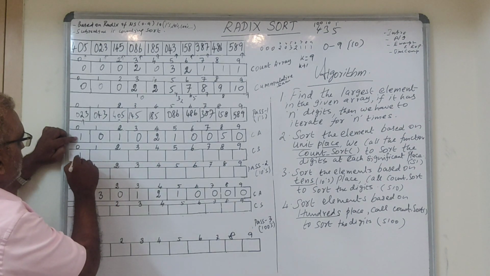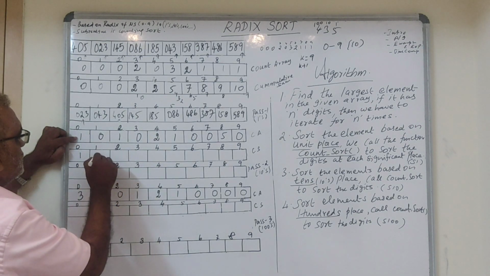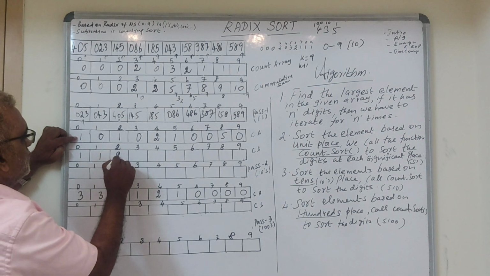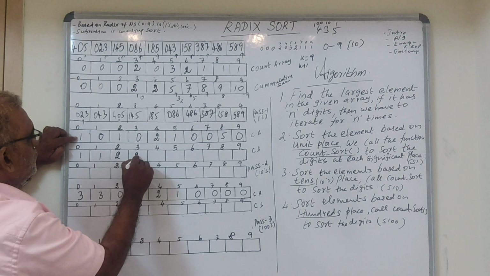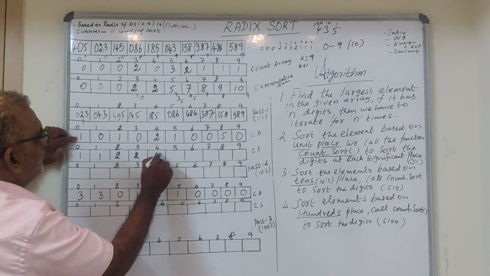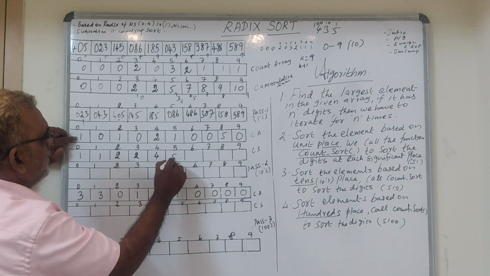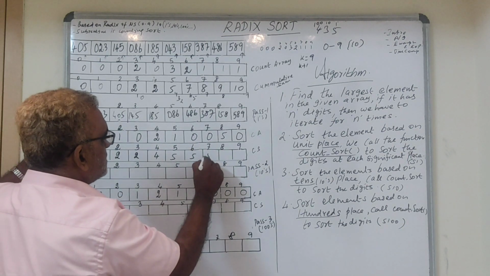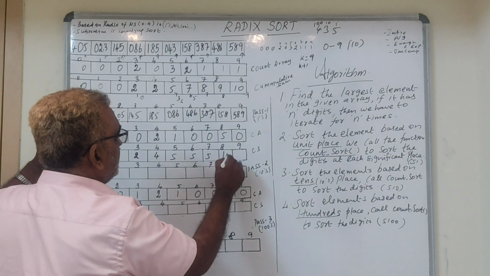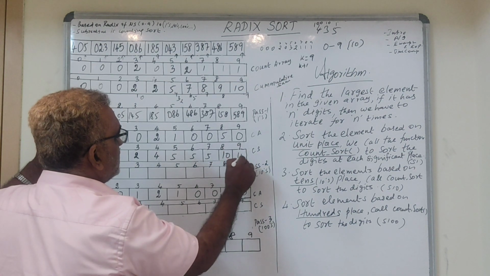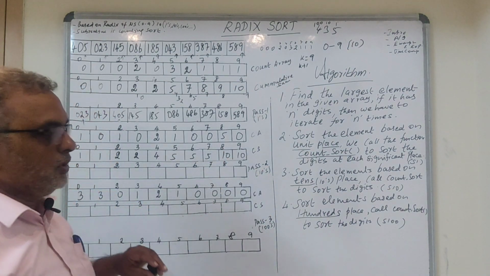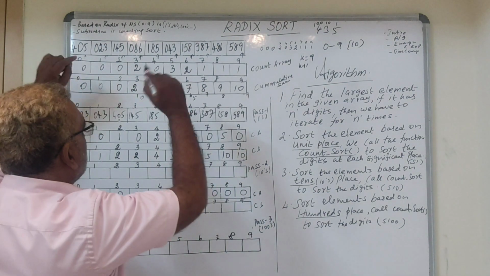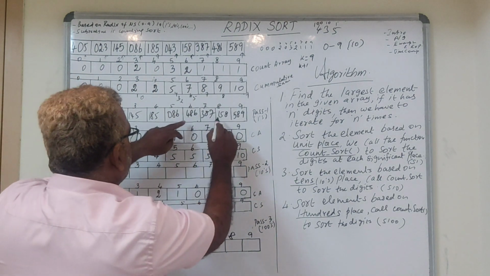So write down the value 1. Add this value with this. 1 plus 0 is 1. 1 plus 1 is 2. 2 plus 0 is 2. 2 plus 2 is 4. 4 plus 1 is 5. 5 plus 0 is 5. 5 plus 0 is also 5. 5 plus 5 is 10. 10 plus 0 is 10. Okay, this is the cumulative.